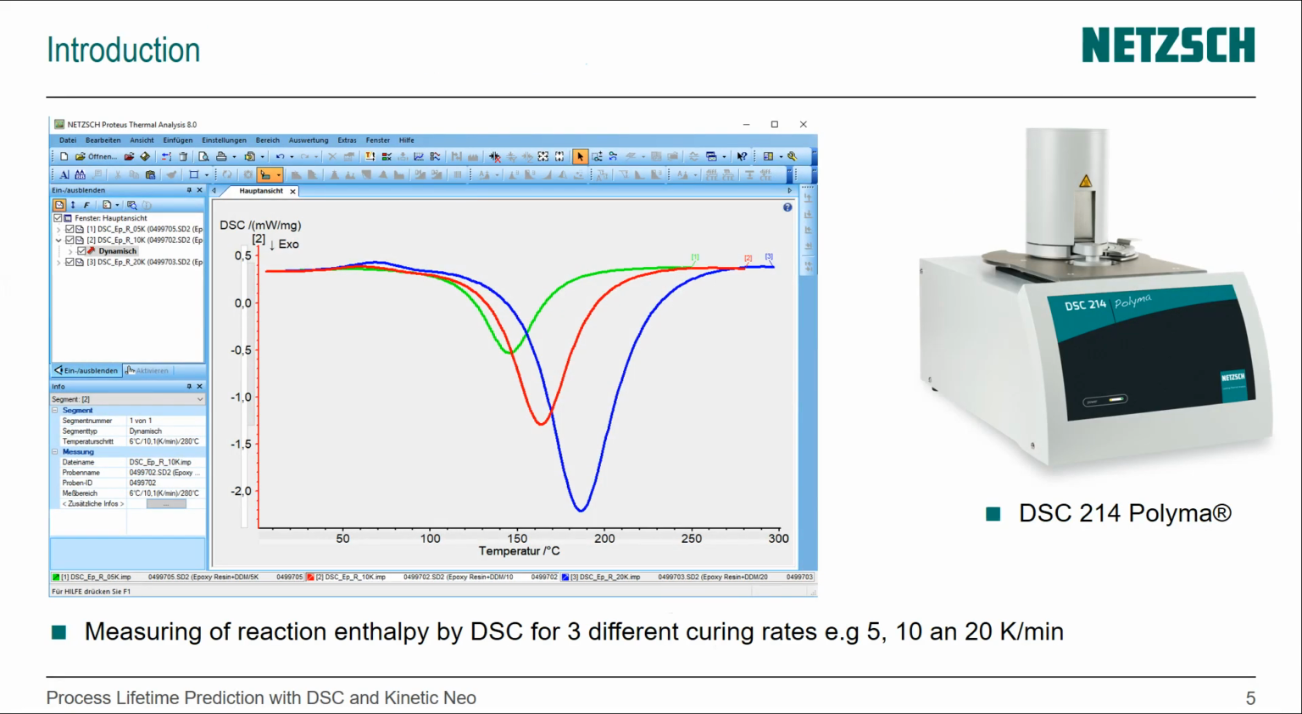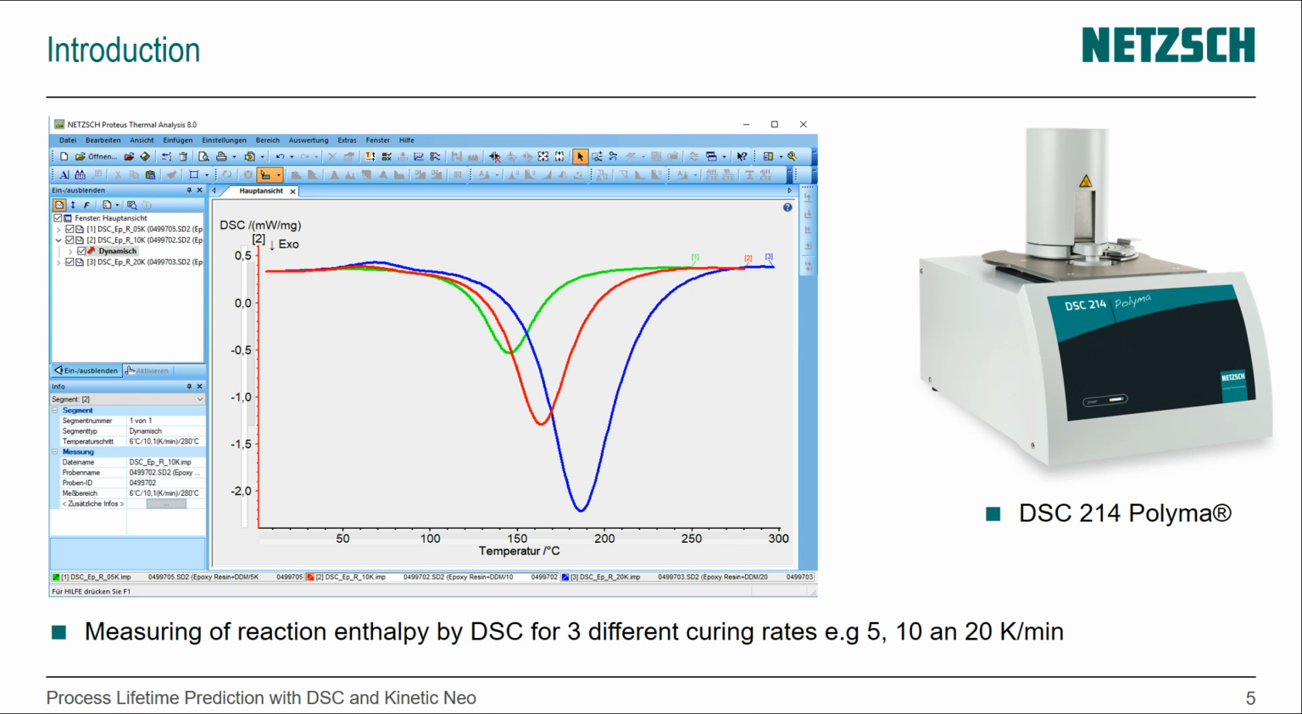On the right side you can see the DSC 214 Polyma, and on the left side you see the DSC measurements of an epoxide resin with 3 different heat rates, 5, 10 and 20 Kelvin per minute. Kinetics means speed. That is the reason why you need 3 different heat rates. We see the 3 exothermal big curing peaks, but also we see small endothermal peaks at the beginning, and the shift to higher temperature with increasing heat rates.